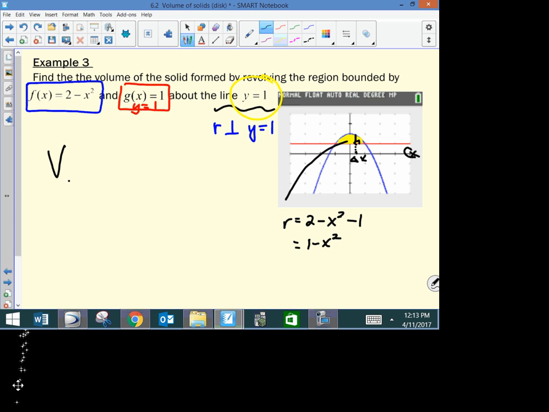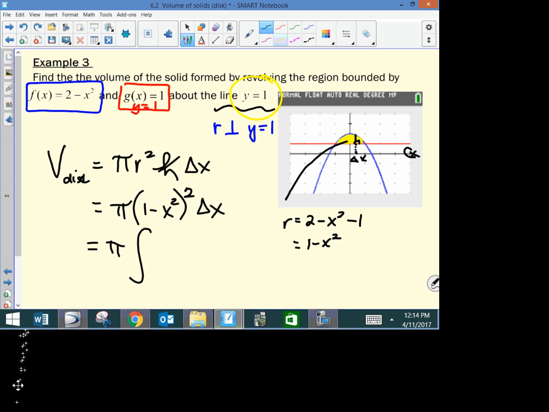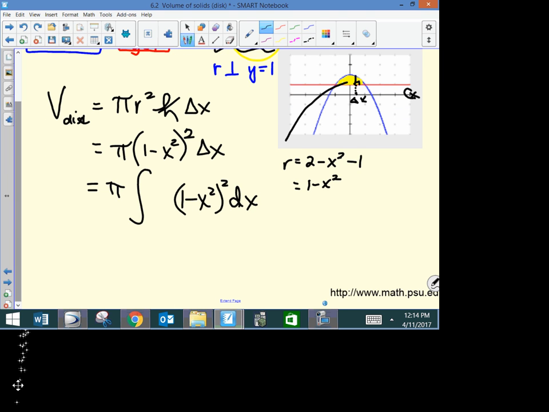Okay, so volume of a disk. We're going to do the disk, pi r squared h. All right, r is 1 minus x squared. Don't forget squared. The last two examples have been changing x is our height. We're ready for an integration. Pi times the integral of 1 minus x squared, squared, dx. Now all you have to do is find your limits. We're in terms of x, so all the way to the x this way.